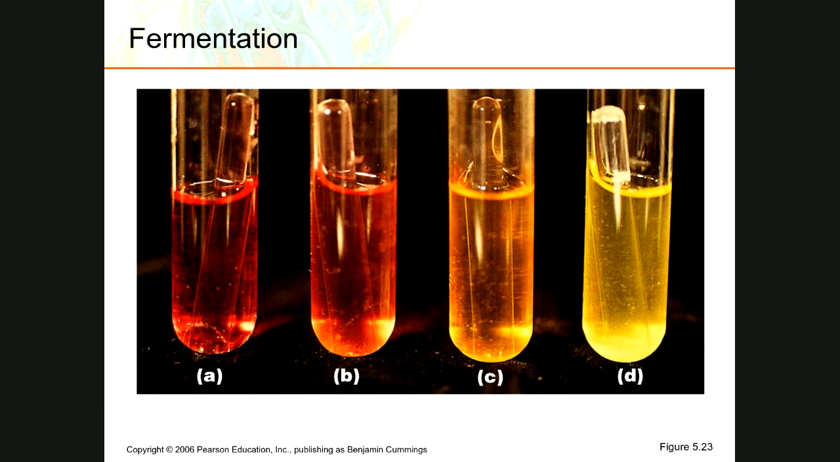In the lab, we can test for fermentation. A common end product is acid. It's easy to test for acid with the pH indicator. In this case, the pH indicator is phenol red, which turns yellow with acid.